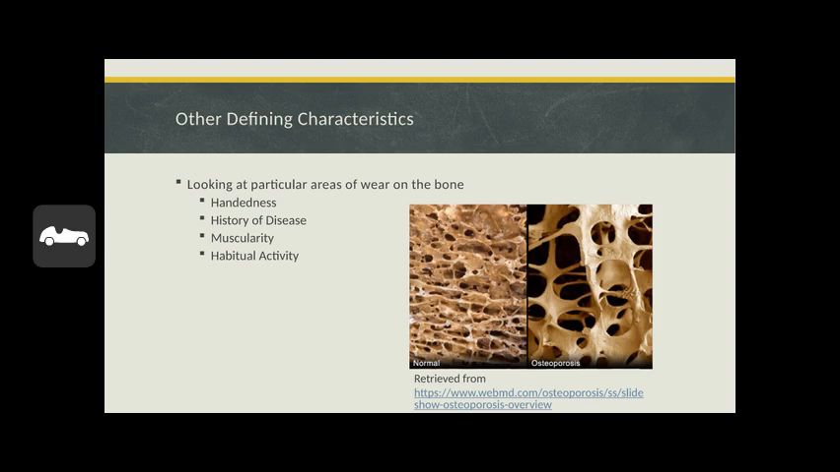All of these characteristics can be determined from areas of wear on the bone or areas that are strikingly different from other bones. For example, bones that are not as closely packed in comparison to others, such as what is pictured on the right, would suggest the individual had osteoporosis.